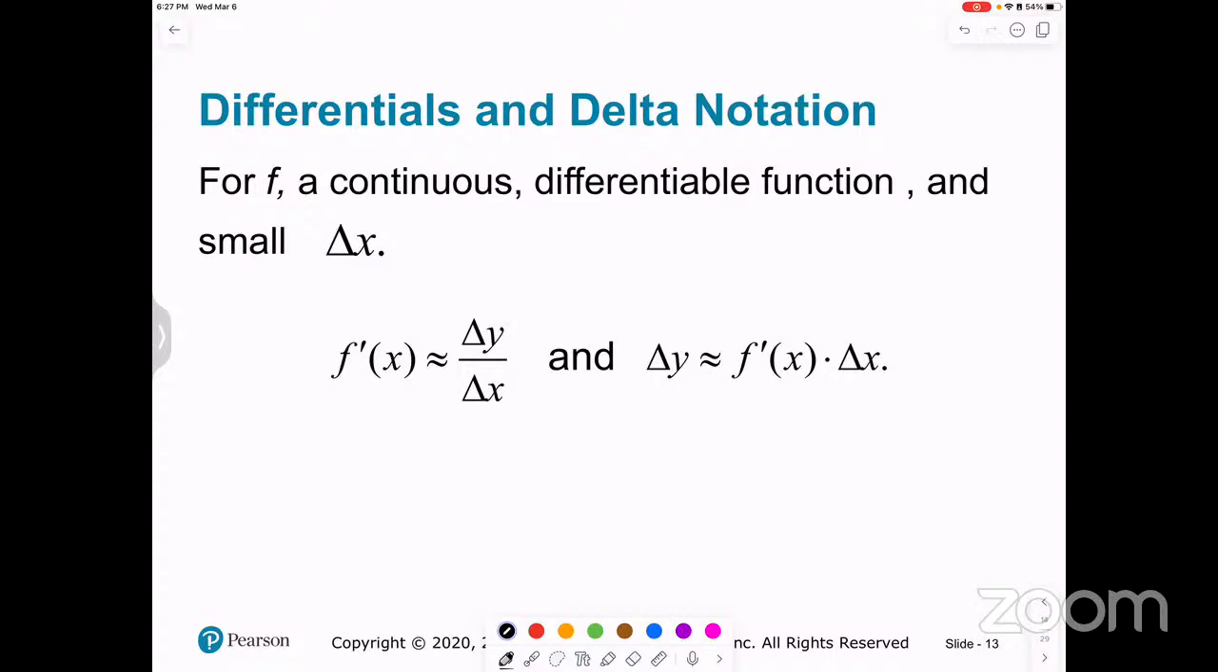So differentials and delta notation: for a function f, a continuous differentiable function, and some small change in x, f prime, which is the slope of the tangent line, is going to be the change in y over the change in x. And this is what we literally did in the previous one. This is the technique. So then delta y is approximately equal to f prime times delta x, which is what we experienced, right? We did it both ways in the previous example. So the change in y is approximately equal to f prime times delta x.